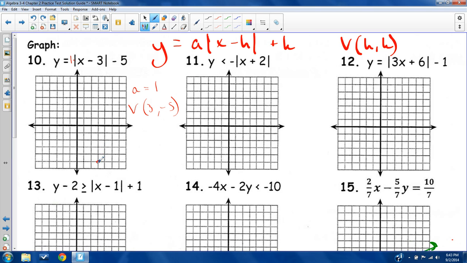And this is kind of your slope, but it's a mirrored slope. Because a is positive, that means these will go upward. And remember, it's a V shape, so I'm going to go up 1 over 1. Up 1 over 1, up 1 over 1, etc.